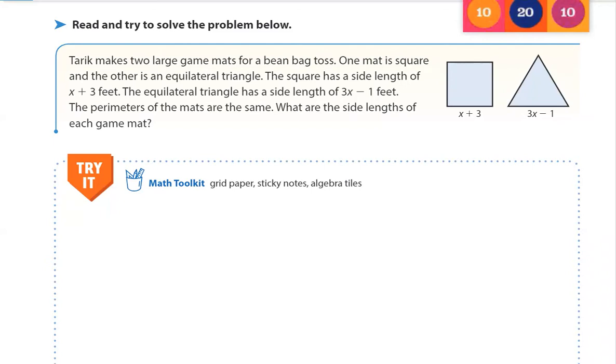Okay, so Tariq makes 2 large game mats for a beanbag toss. One mat is a square. If you recall, the square means that each side is the same length. So all of these sides are x plus 3, all of them.